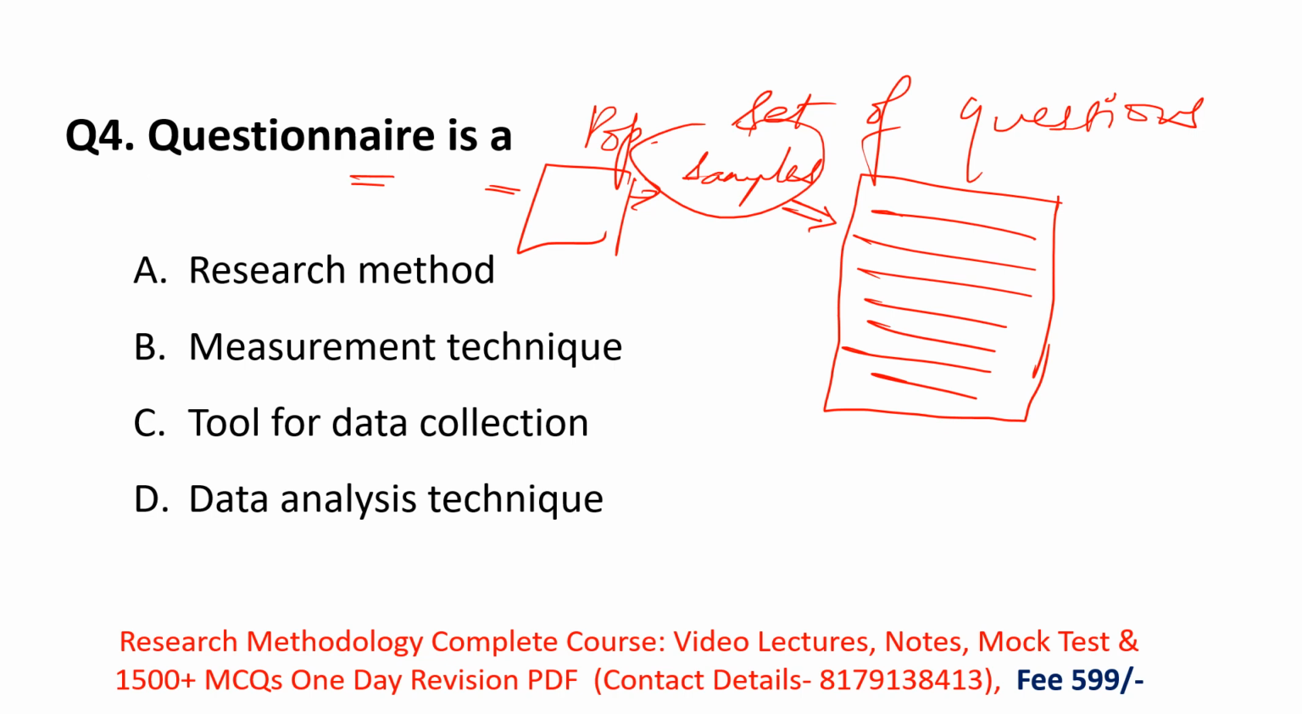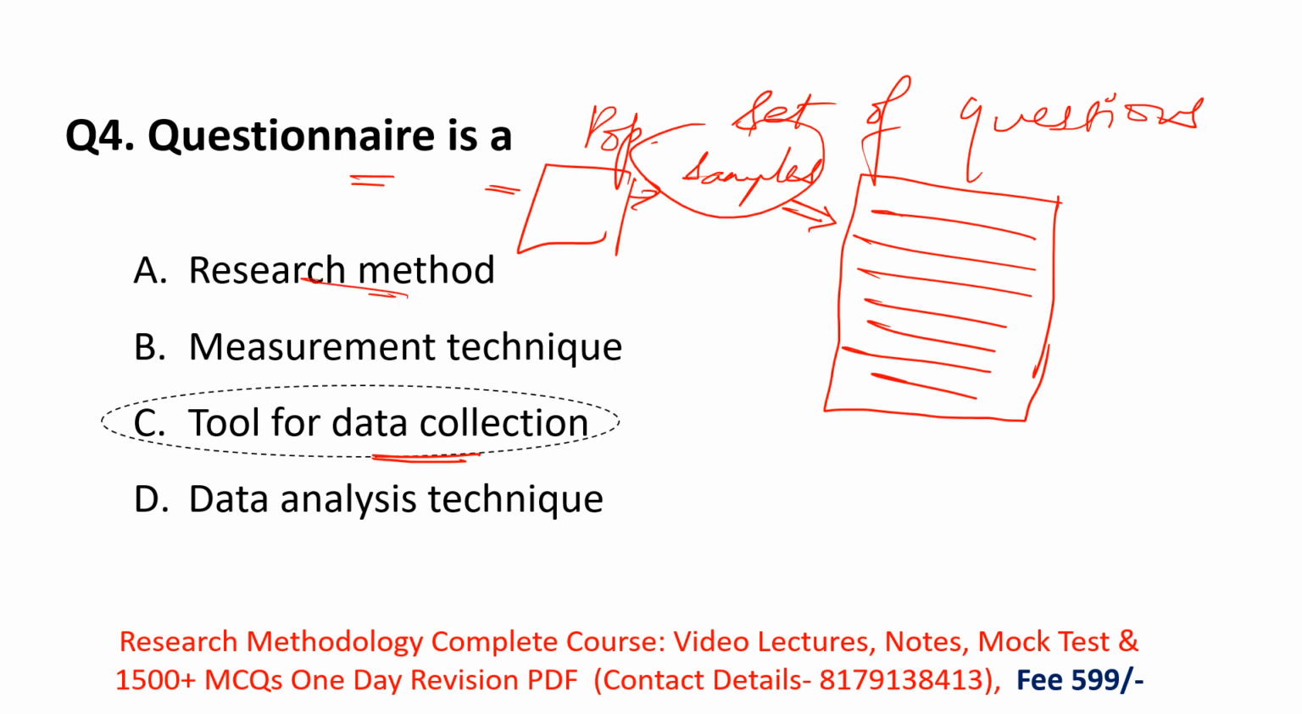So a questionnaire is a tool for data collection. A questionnaire is a type of tool which helps in research to collect the data. That's why here the correct answer is option C, tool for data collection. We'll see the remaining options.